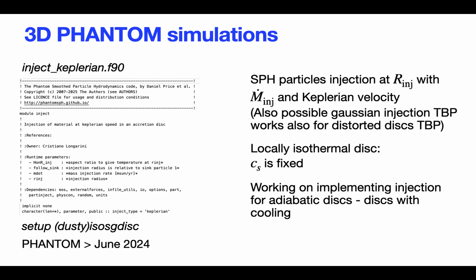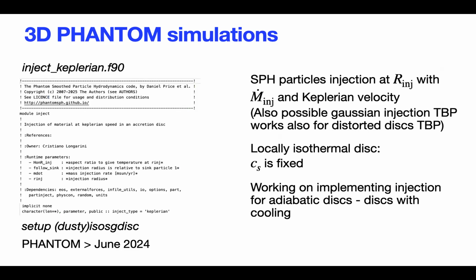And so last year when I went to Monash, we implemented an injection routine to inject SPH particles at a given radius with Keplerian velocity. That is the velocity at that radius, and matching the aspect ratio of the disk at that location, meaning that the disk here is locally isothermal.